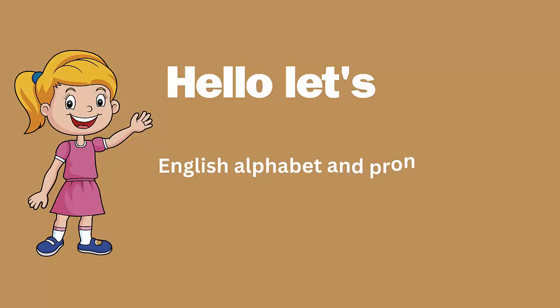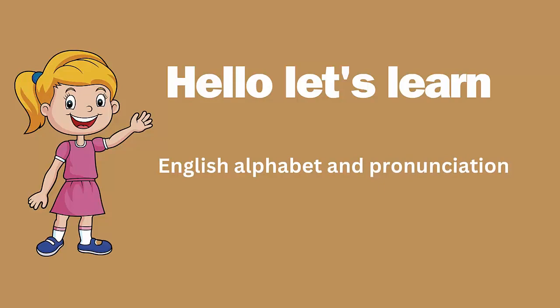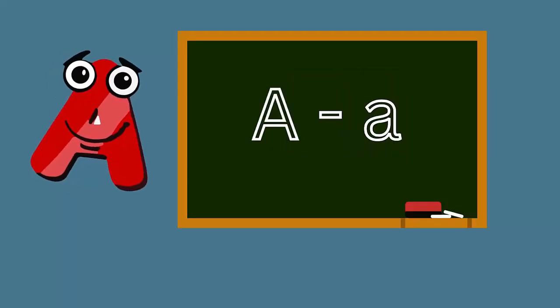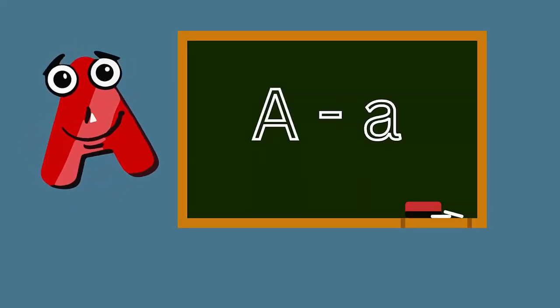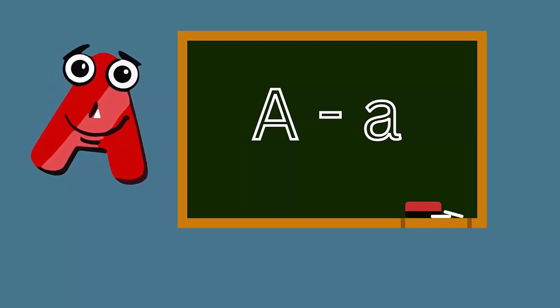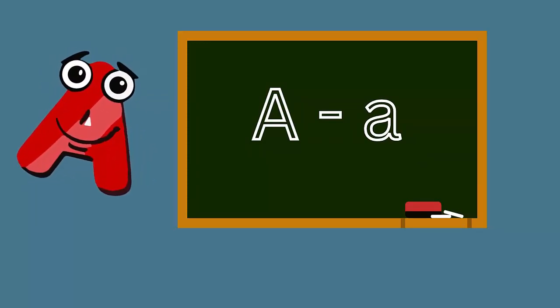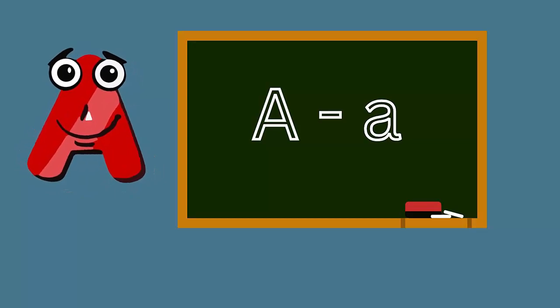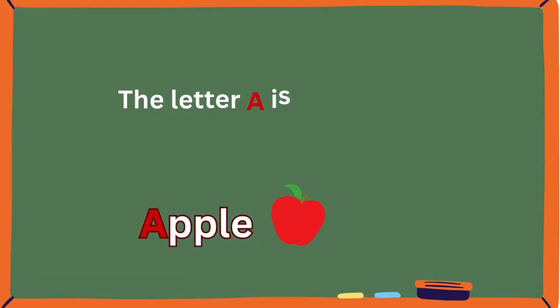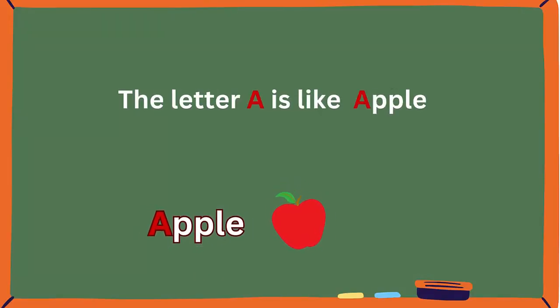Let's learn English alphabet and pronunciation. Letter A, say, A. Can you repeat? A, A. The letter A is like apple.